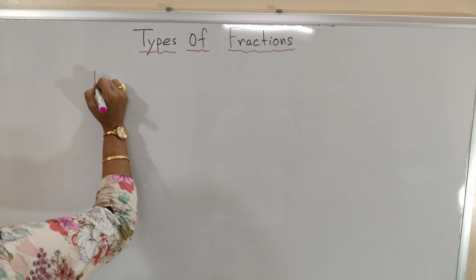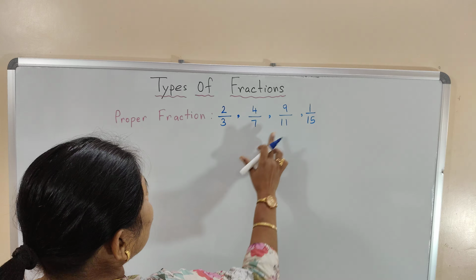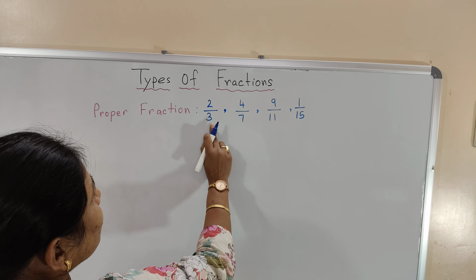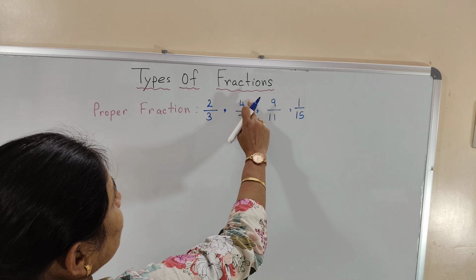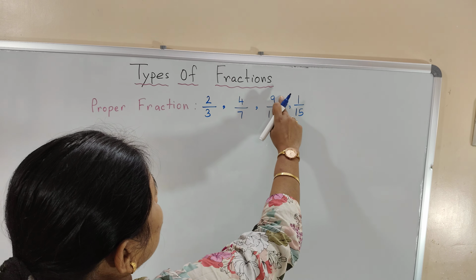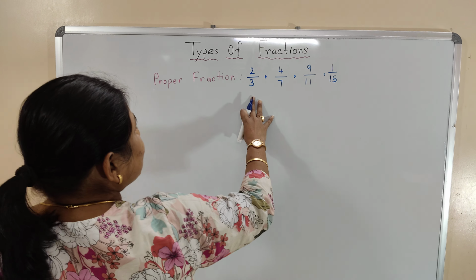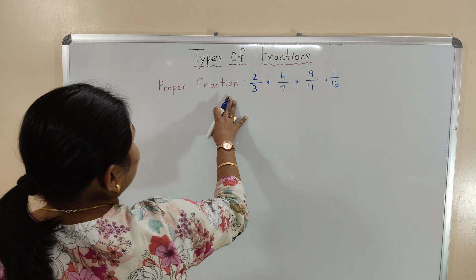Let me give some more examples. 4 by 7, 9 by 11, 1 by 15. In these fractions, we see all the numerators are less than their denominators. See, 2 is smaller than the denominator 3. 4 is smaller than 7. 9 is smaller than 11. 1 is smaller than 15. So these types of fractions are called proper fractions.